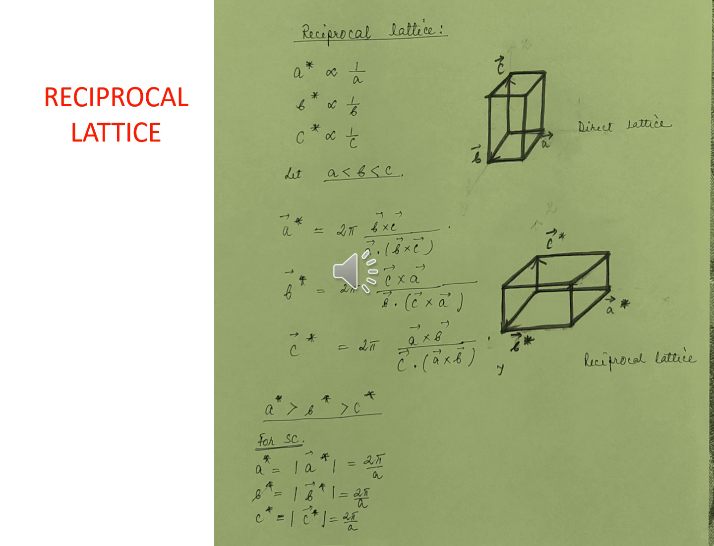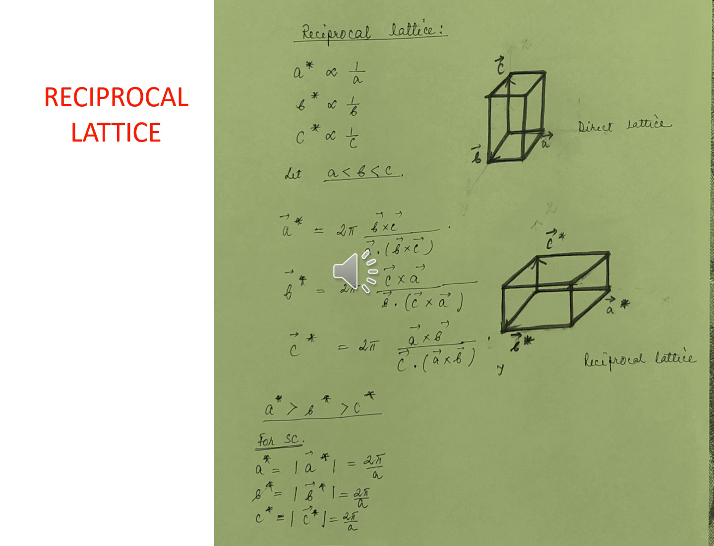That means if we have a less than b less than c, that is, out of these three translation vectors a was the smallest and c was the largest, then the reciprocal translation vectors will have magnitudes such that a star will have the largest value and c star will have the smallest value. And what about their direction? Their direction will be such that a star will be perpendicular to the YZ plane, b star will be perpendicular to the XZ plane, and c star will be perpendicular to the XY plane.